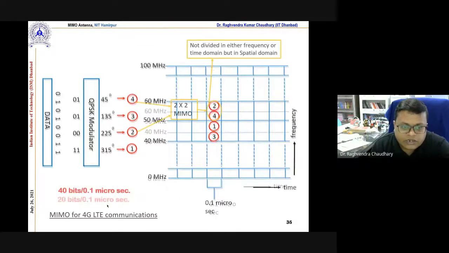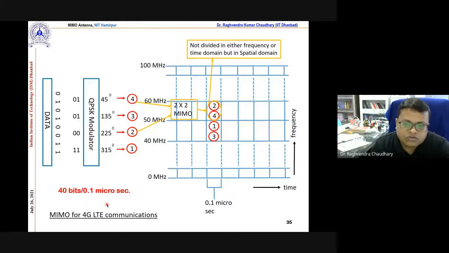The second one is that if I introduce the 2x2 MIMO, correct, what will happen? These 2 symbols, let's say symbol number 1 and 3, we are sending by 2 different antennas. So what will happen? At the same time, these 2 symbols are reaching the receiver side, so the bit rate, or the data rate, will be increased or maybe doubled. So we may expect here 40 bits per 1 microsecond. Fine. So this is what MIMO does for 4G LTE communication. Correct.